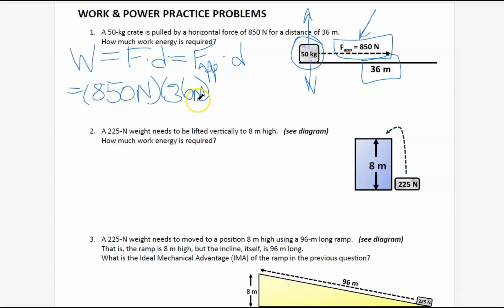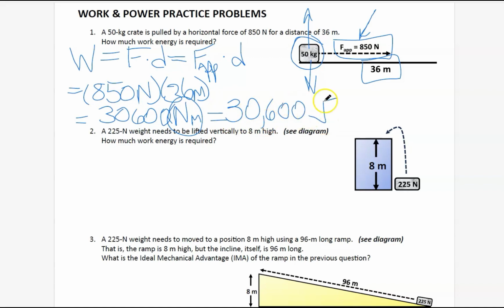We plug that into a calculator, and we get 30,600, and if you look at the units, Newton meters. Well, we don't use Newton meters for energy. If you see Newton meters, that is the equivalent of a joule, and joule is what we use for work, which is a form of transferring energy, but we use joules for any kind of energy or any kind of transfer of energy. So it's 30,600 joules.